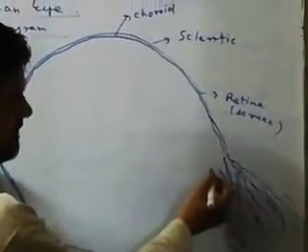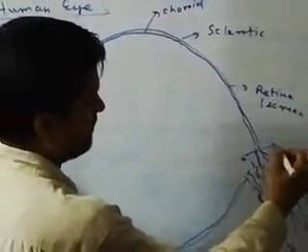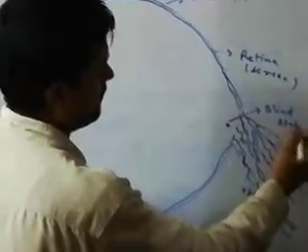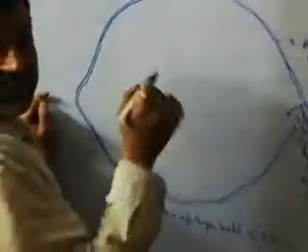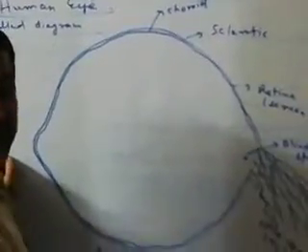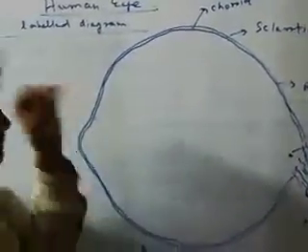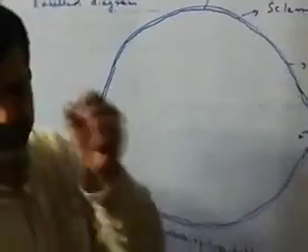At the meeting point of the optic nerve with the retina, there is a blind spot. If the light or the image falls on the blind spot, then we are not able to visualize, because there are no rod cells and cone cells present at the blind spot. That also we should understand. That is very important.